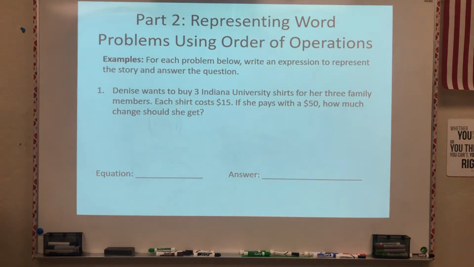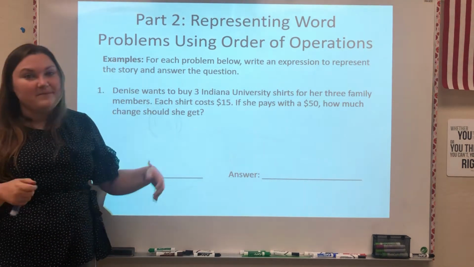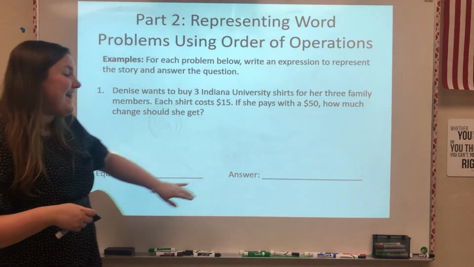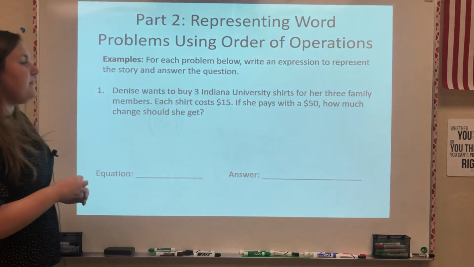So for example, I've got the problem Denise wants to buy 3 Indiana University shirts for her 3 family members. Each shirt costs $15. If she pays with a $50 bill, how much change should she get? Now I've asked you to do problems like this before. Go ahead, don't worry about the equation yet, just go ahead and find an answer for me for this problem.